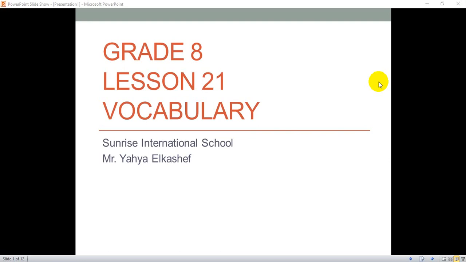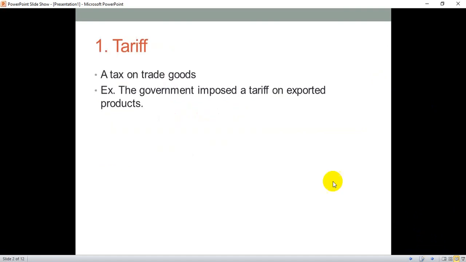So let's take a look at the 10 words that we have this week and find out their meanings and look at some examples. And then we'll see our homework and how you will find your own definitions and make your own examples. Okay, so number 1 we have the word tariff.